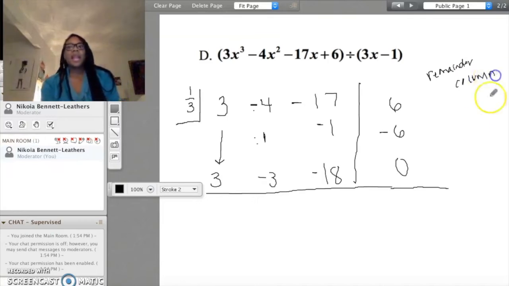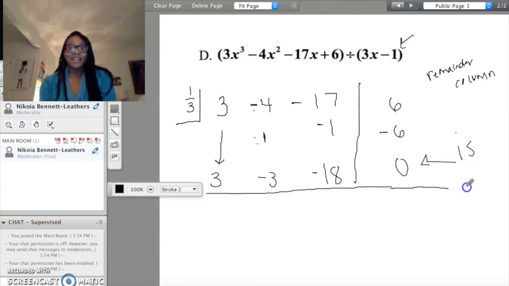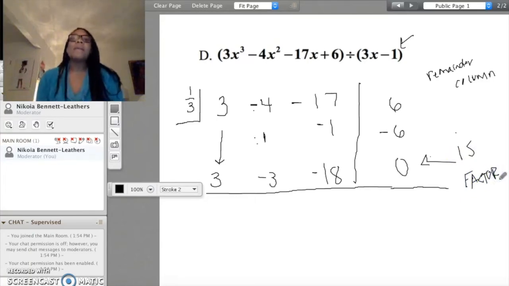And if I look at the synthetic division, I notice that I'm left with a 0 in the remainder column. So that means that 3x minus 1 is a factor. It is a factor, okay? I know that because remember, if there's no remainder, that means it's definitely a factor.